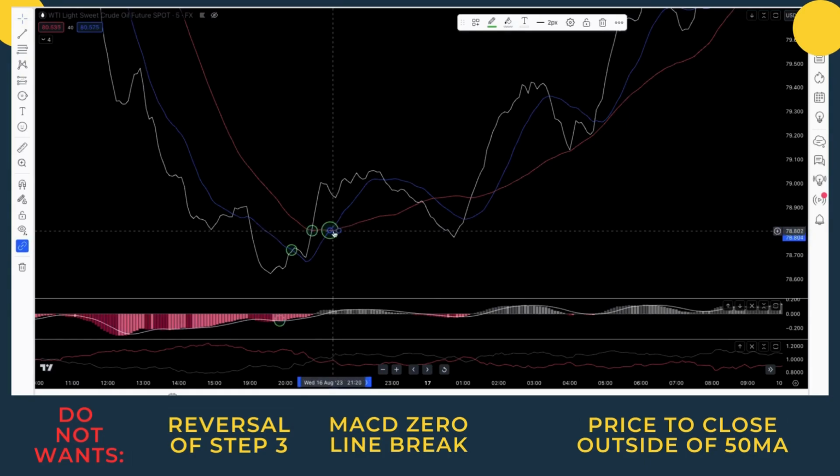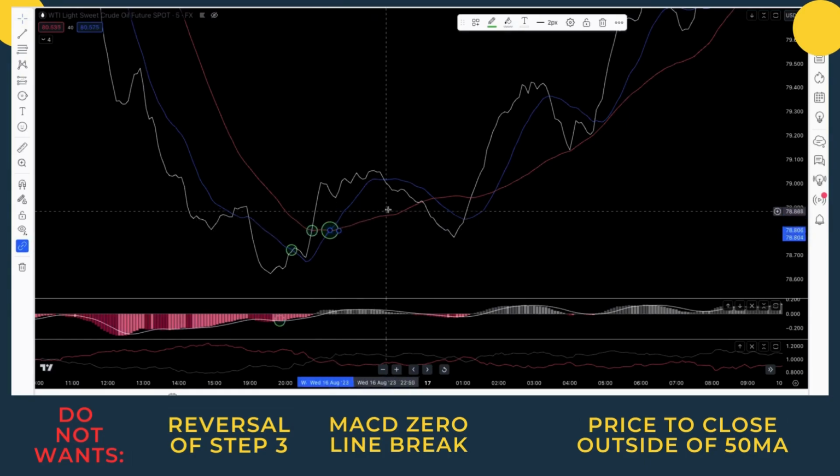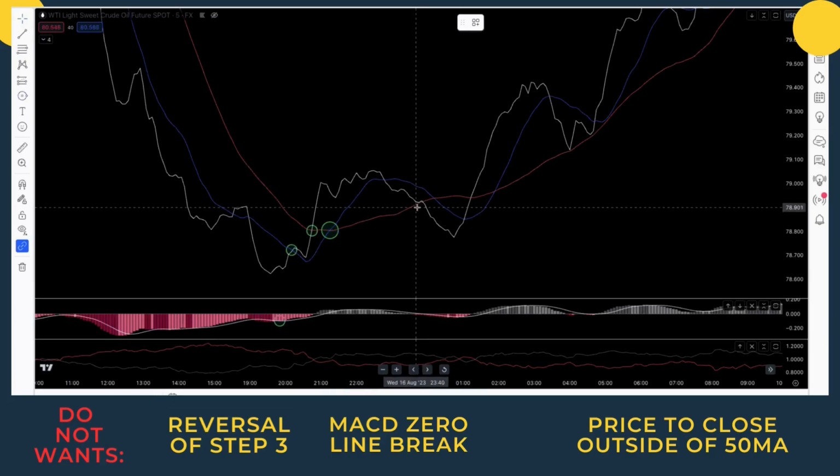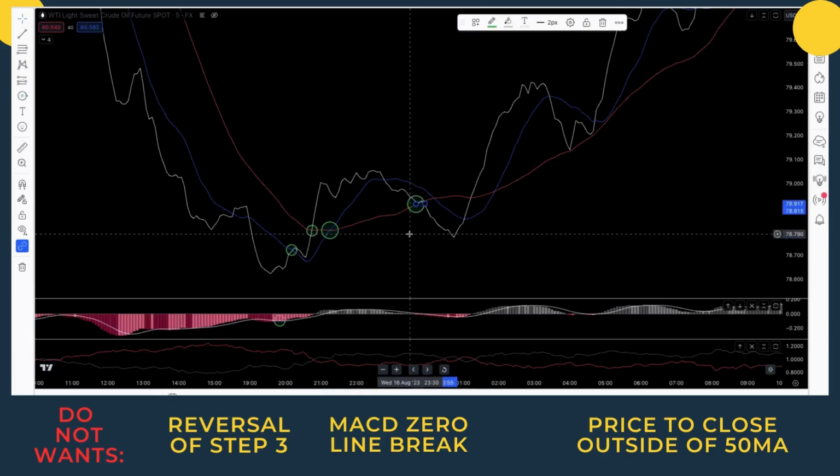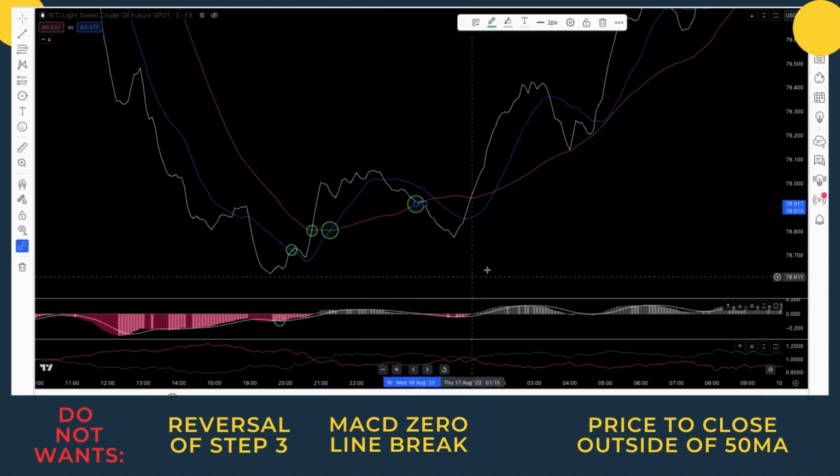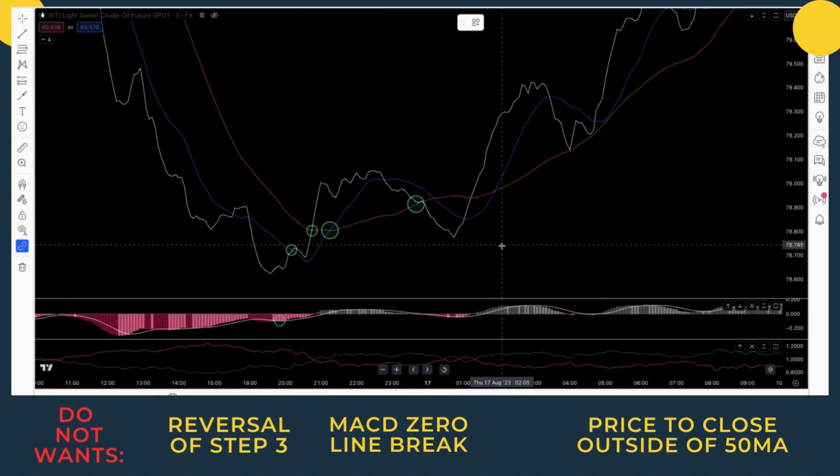All right, so the do not wants: you do not want the 4 to cross below the 50. Again, my red is the 50 and the 4 did cross right here. Not only that, there isn't to be a break of the MACD. So once the momentum changed from pink and it broke the MACD to gray, it's to remain gray for this uptrend.